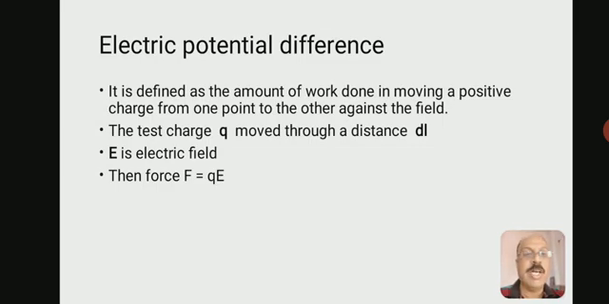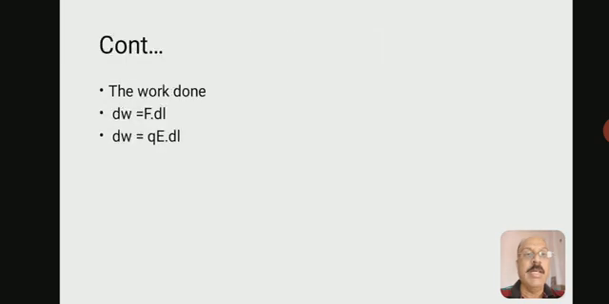Now the test charge Q is moved through a distance dl. E is the electric field, so a force is experienced by the charge, given by F equals Q into E. The work done is dW equals force into distance, where F is the electrostatic force and dl is the distance. Since F equals QE, the work done is dW equals QE into dl.